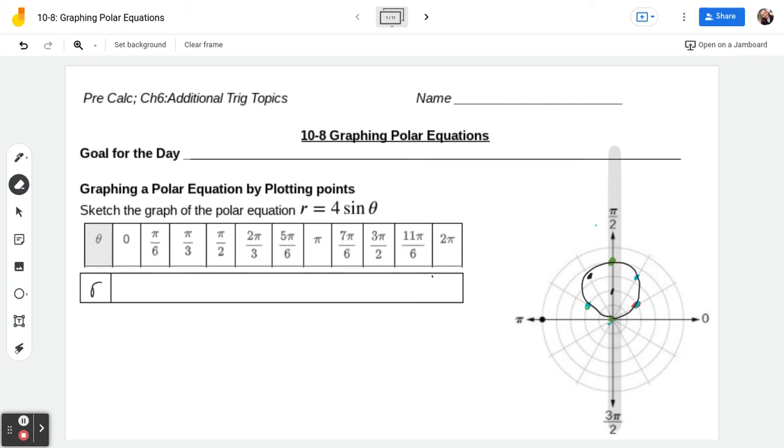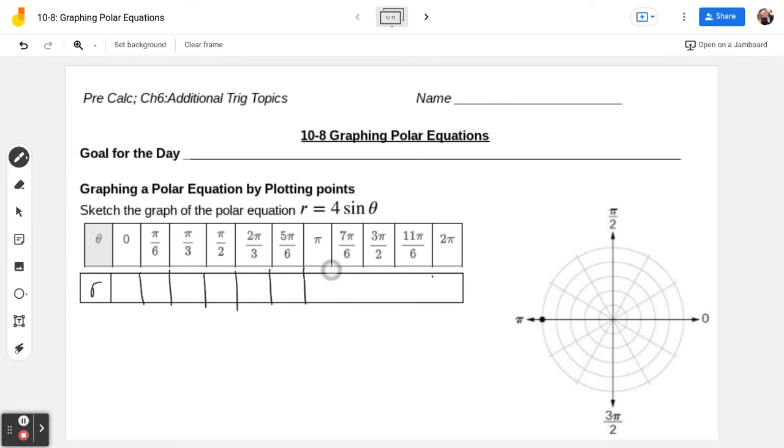Hey guys, so today's part two of graphing polar equations. Today we're going to talk about the ins and outs of how to sketch a polar equation given what I know about r and theta. So we're going to go ahead and start today. First thing I want you guys to do is put some partitions on here.